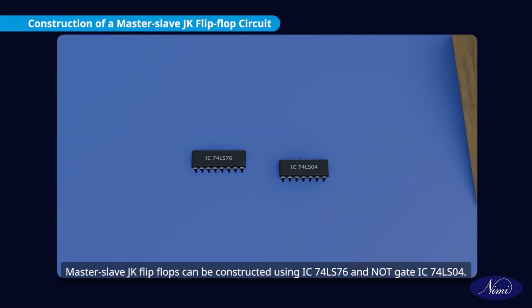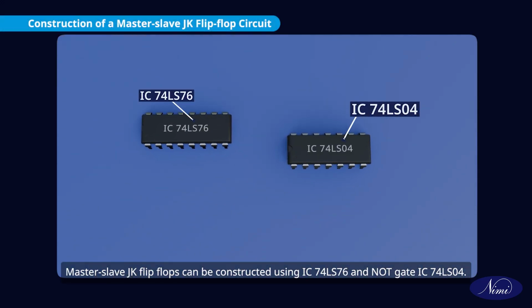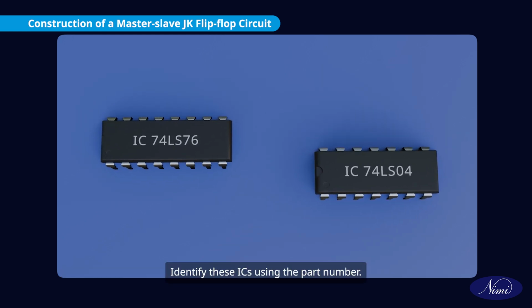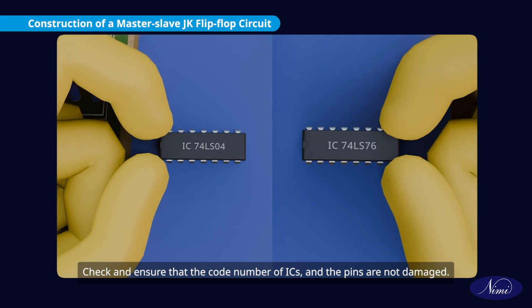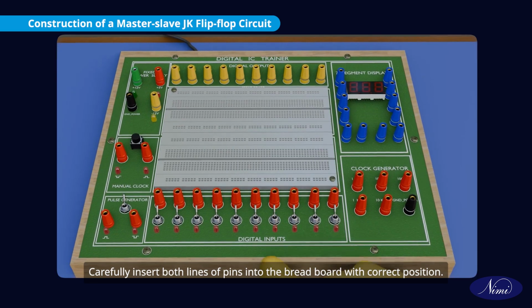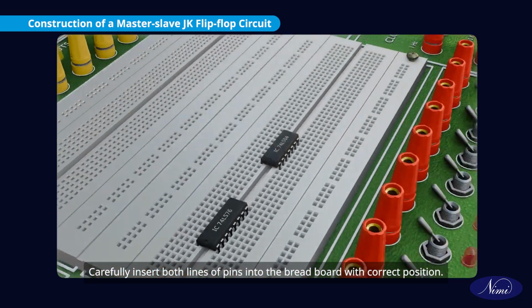Master-slave JK flip-flops can be constructed using IC74LS76 and NOT gate IC74LS04. Identify these ICs using the part number. Check and ensure that the code number of ICs and the pins are not damaged. Carefully insert both lines of pins into the breadboard with correct position.